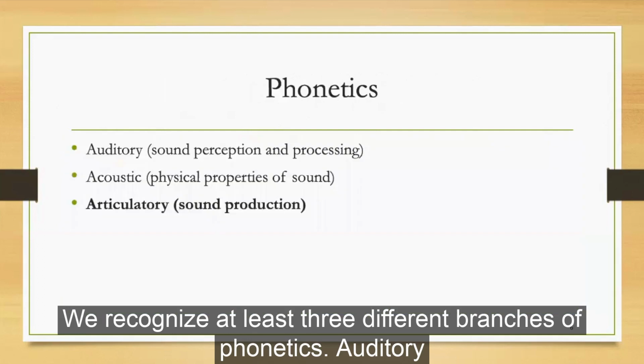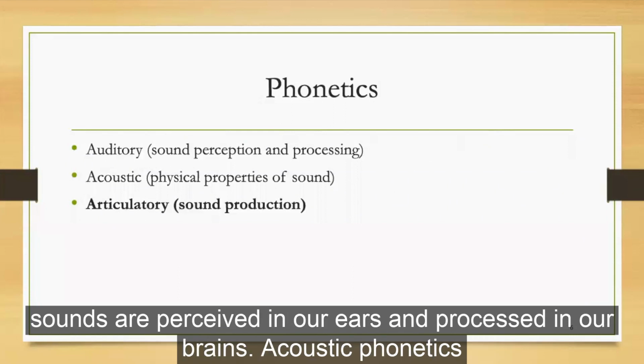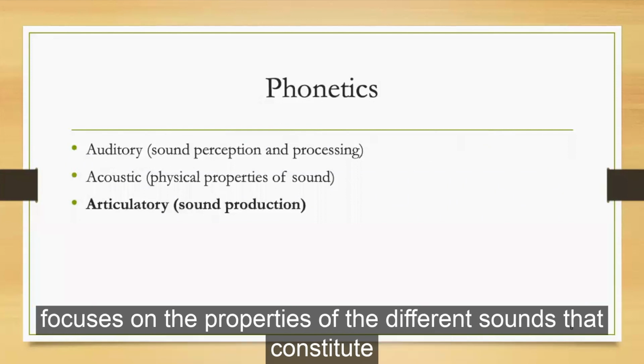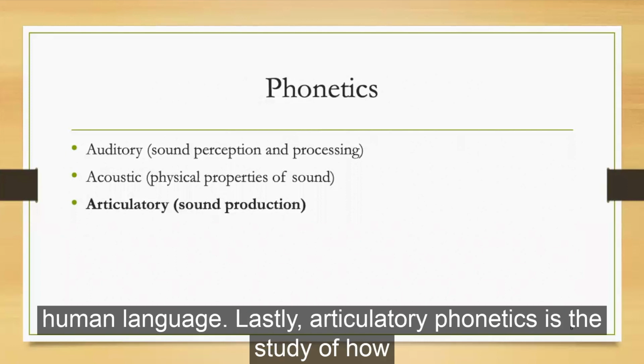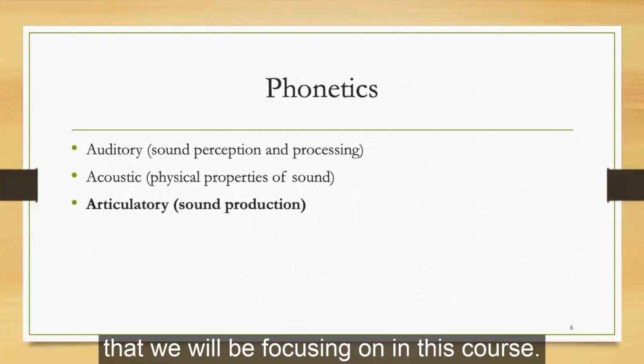We recognize at least 3 different branches of phonetics: auditory phonetics, acoustic phonetics, and articulatory phonetics. Auditory phonetics studies how sounds are perceived in our ears and processed in our brains. Acoustic phonetics focuses on the properties of the different sounds that constitute human language. Lastly, articulatory phonetics is the study of how sounds are produced in the vocal tract. This is the branch of linguistics that we will be focusing on in this course.